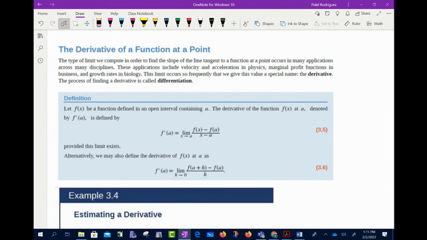So it says, let f of x be a function defined in an open interval containing a. The derivative of f of x at a, this is how we denote it. We use f with a little apostrophe.